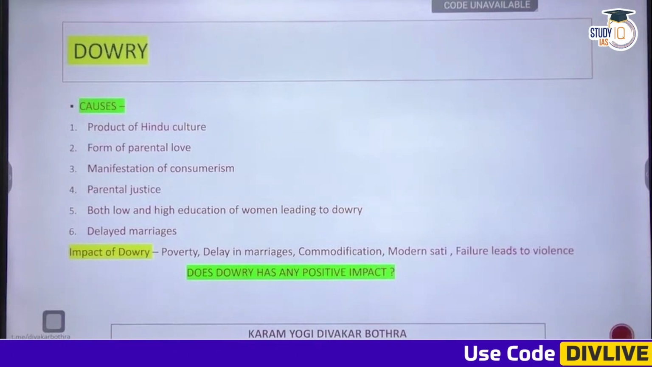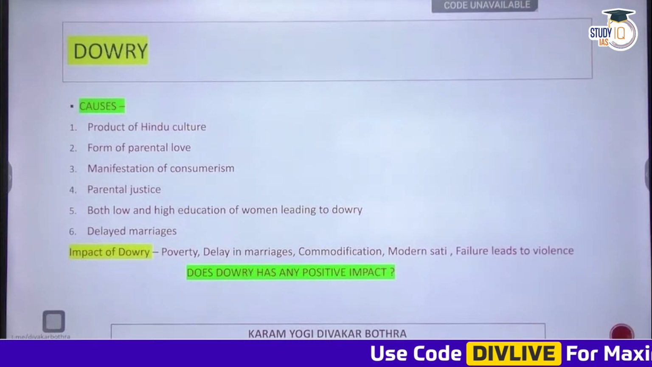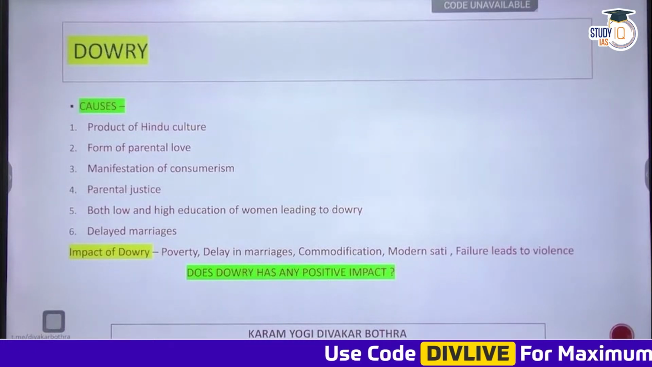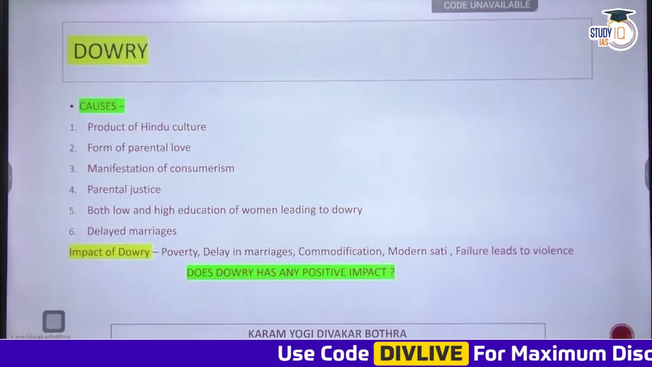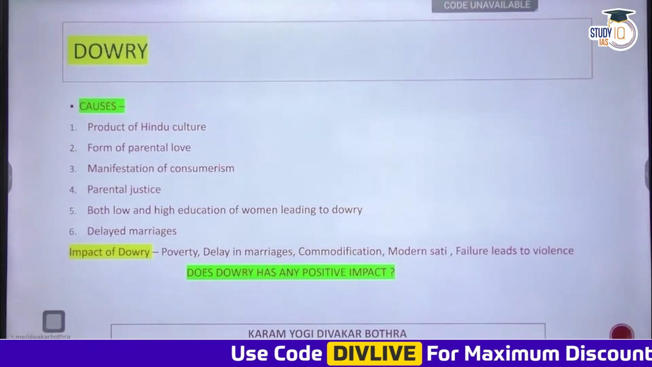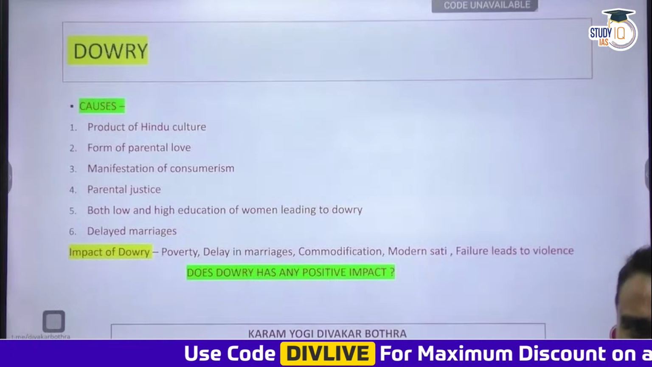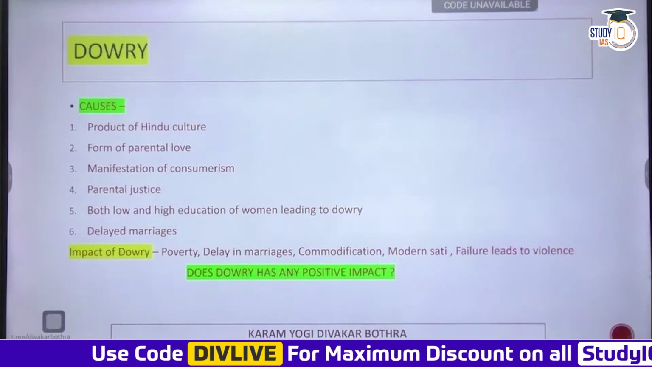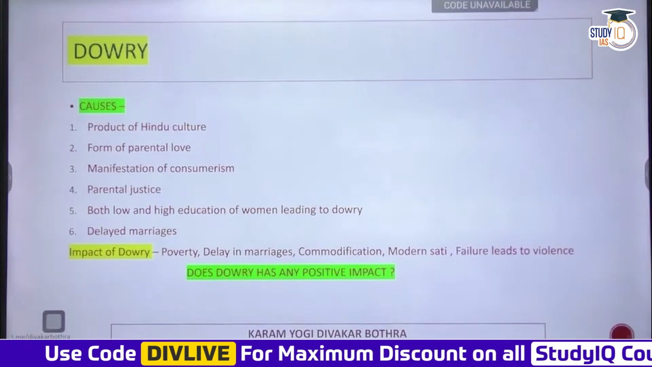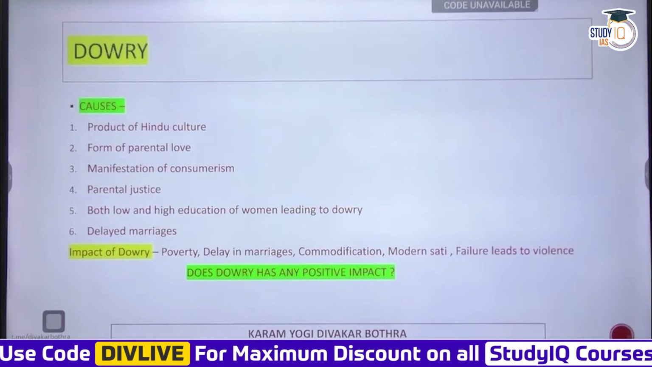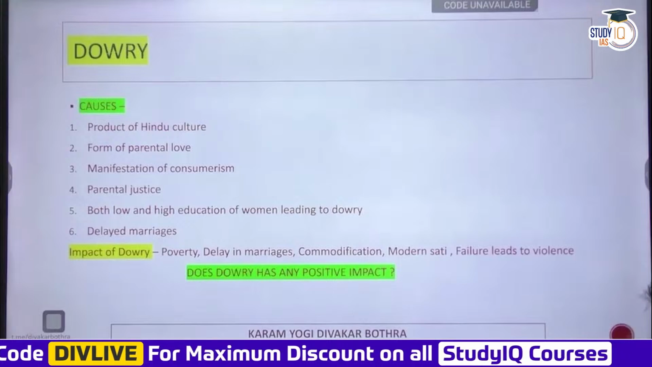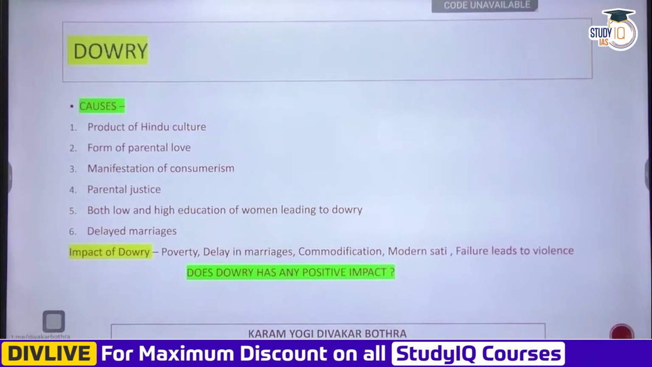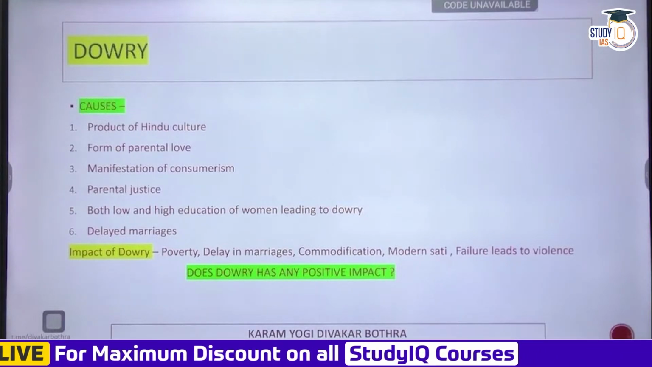The first one: a product of Hindu culture. Yes, in earlier times, dowry in itself was the result of Hindu cultural practices. But this statement is not sufficient today, because dowry today has less to do with culture. It has more to do with materialism. Therefore, I personally believe that this is no longer the primary reason for dowry.